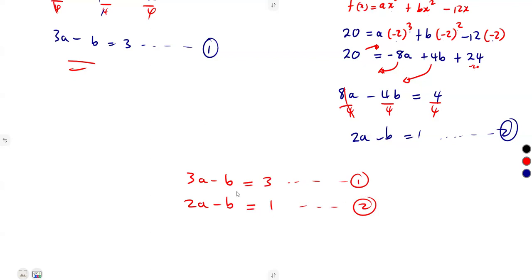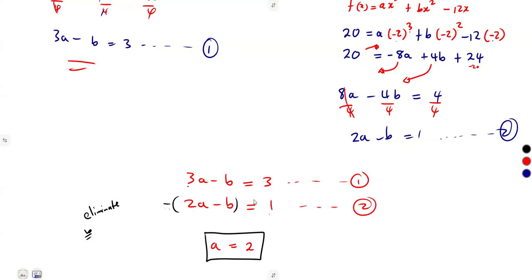Using any method to solve simultaneous equations. In this case, since the b terms are the same, I can easily eliminate b using the elimination method. Since these two are the same, I must subtract to eliminate that. So 3a minus 2a, that's a, is equal to 3 minus 1, which is 2. So a is equal to 2.